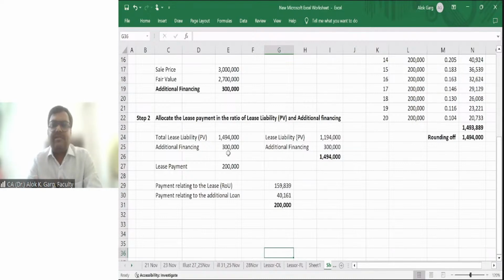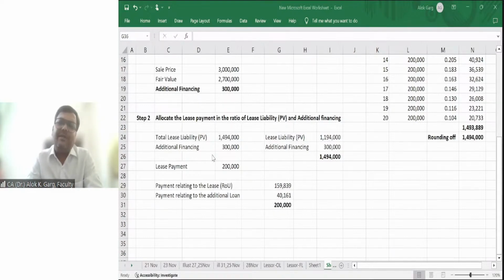What is my step number 3? So far we have computed the additional loan. We have also segregated the payment into the lease and the loan. Now the third step is to calculate the right of use asset in the books of the seller lessee.